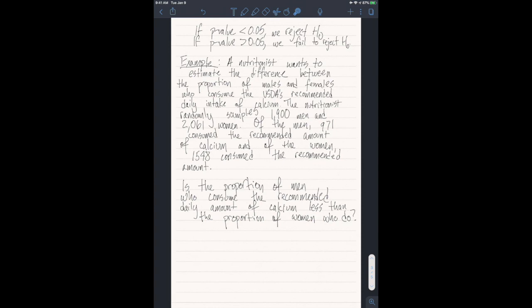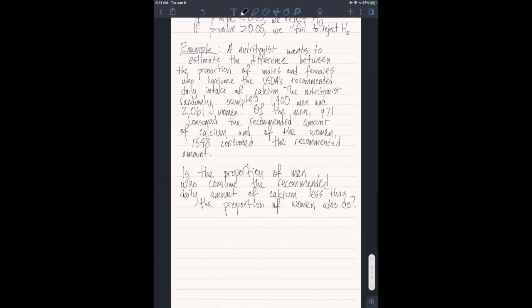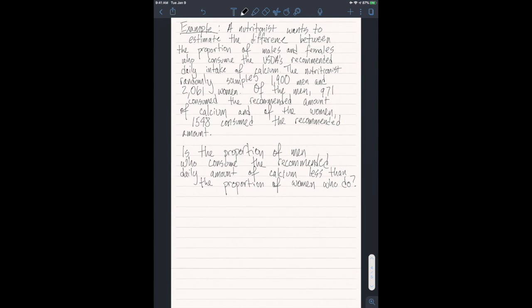And we're curious, is the proportion of men who consume the recommended daily amount of calcium less than the proportion of women who do? So is the percentage of men getting their daily recommended amount of calcium actually less in reality than the proportion of women that do? I mean, we're only using less than 4,000 people in this study, but hopefully we'll be able to say something about, is there an actual gender difference with the amount of calcium we intake? So let me label the solution.